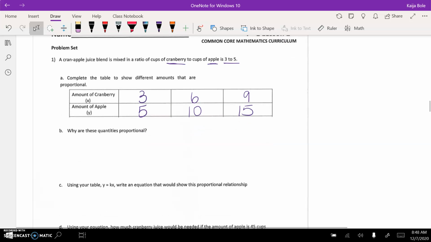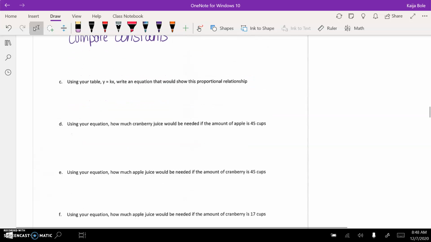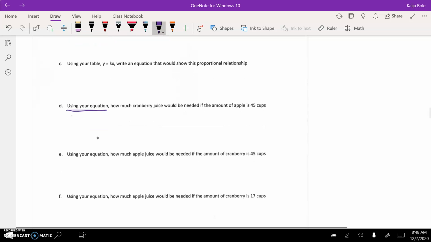Okay? Part B, why are these quantities proportional? I'm not going to do it for you, but my hint would be to compare constants. Don't know how to find the constant? Go back and look. All right, and then you're going to write the equation. Using the equation in part D is so important, and E and F. If you are not using the equation to plug in a number, you're not doing it correctly.